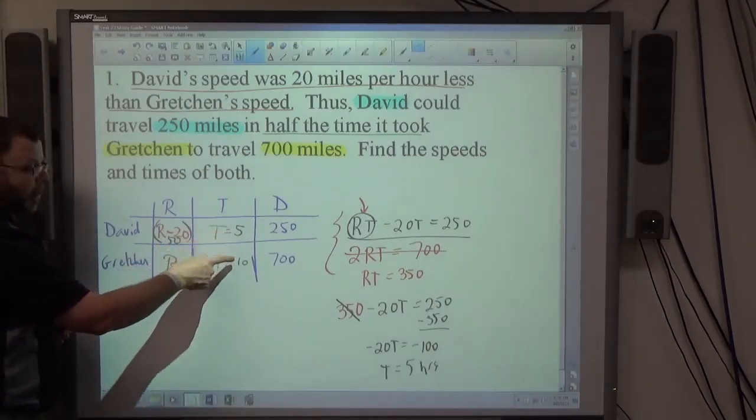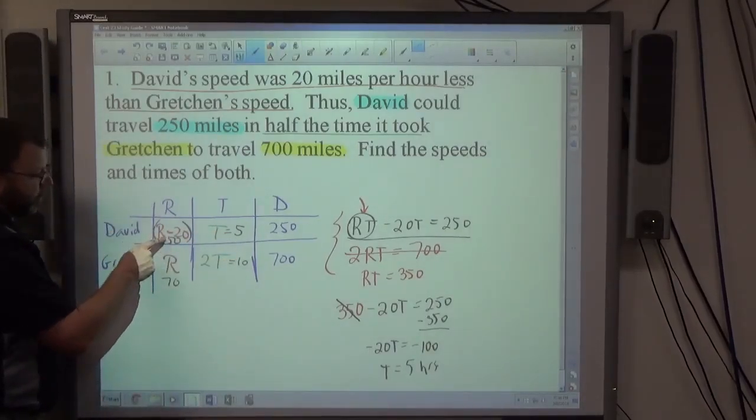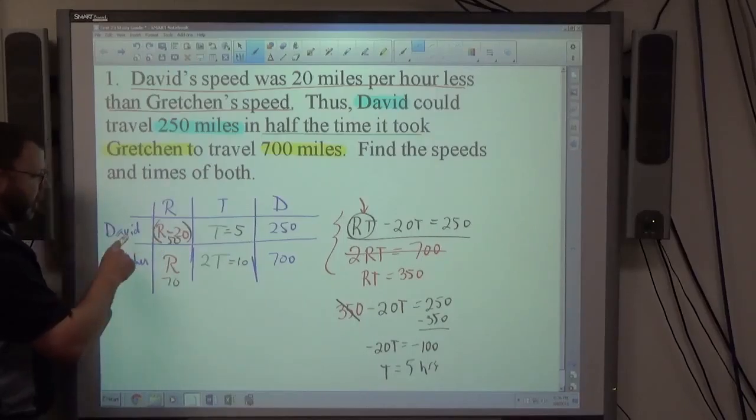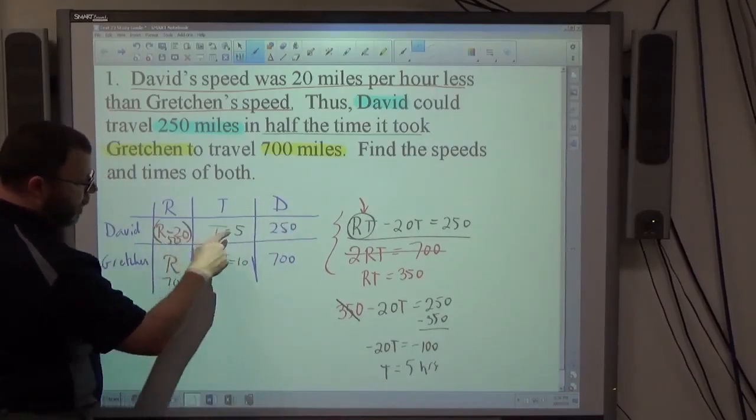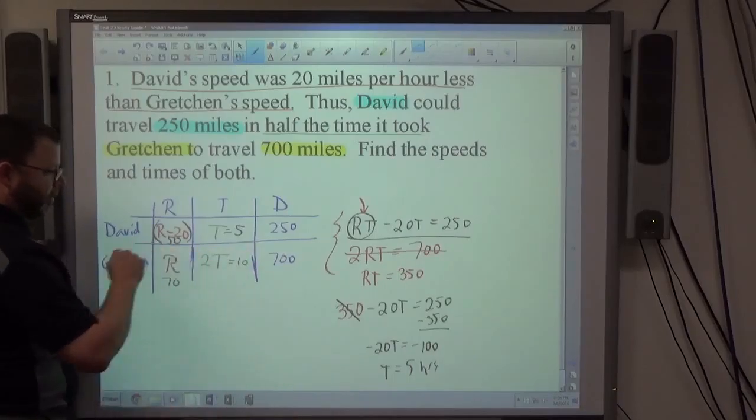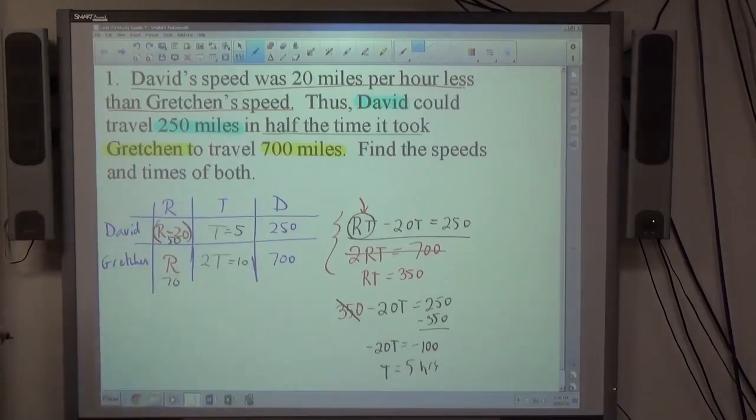David's time is supposed to be half as big as Gretchen's? Check. David's speed is supposed to be 20 miles per hour less than Gretchen's? Check. David's distance is supposed to be 250. 50 times 5 is 250. Gretchen's is 700. 70 times 10 is 700. All the stuff works out with those answers.